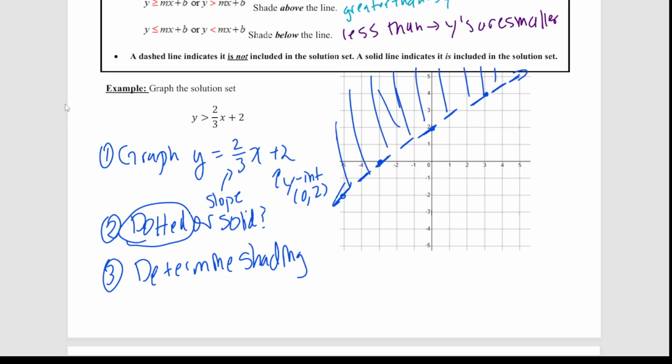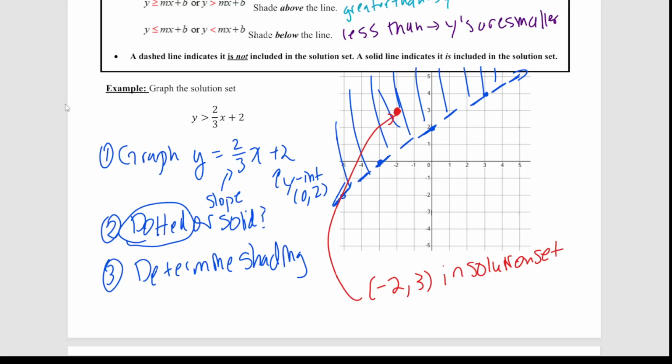But I also strongly encourage you to actually pick a testing point to see if it works. So I'm just going to arbitrarily pick here the point -2, 3. Looks like it's a point that I'm saying is in the solution set. So let's actually test to see if that works.